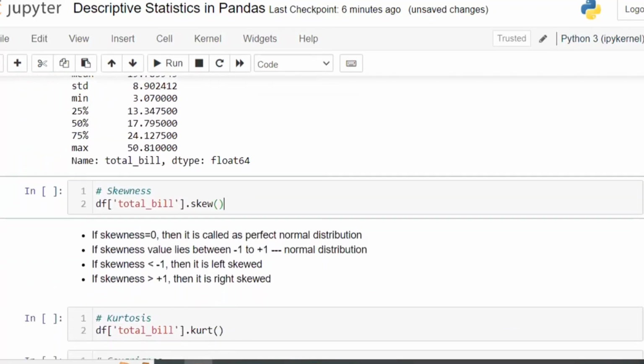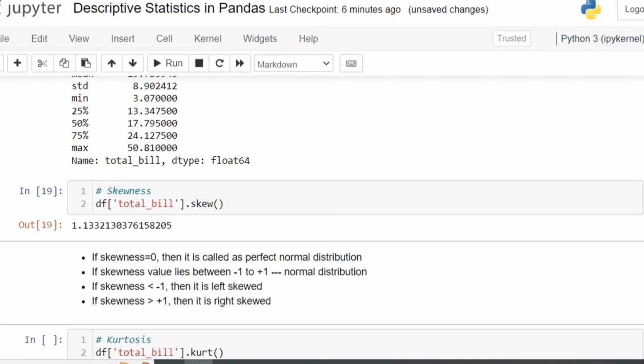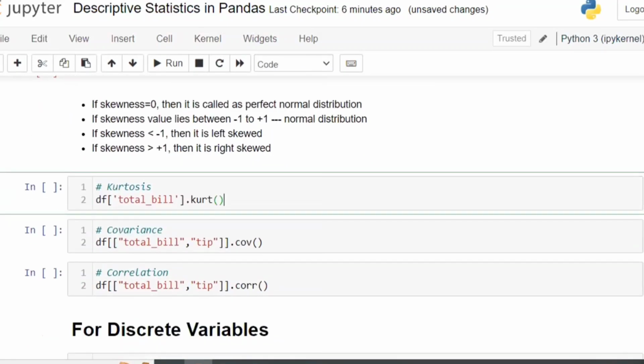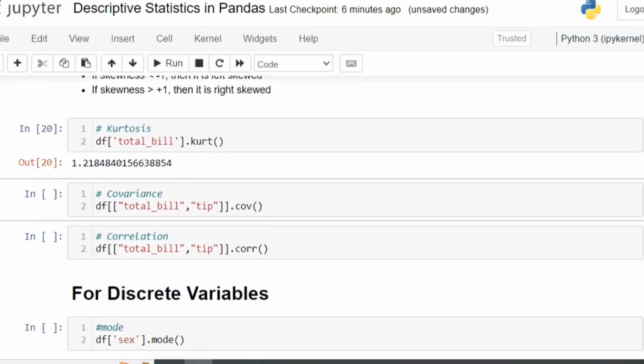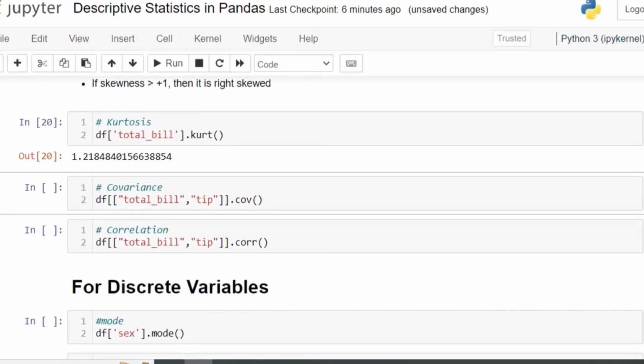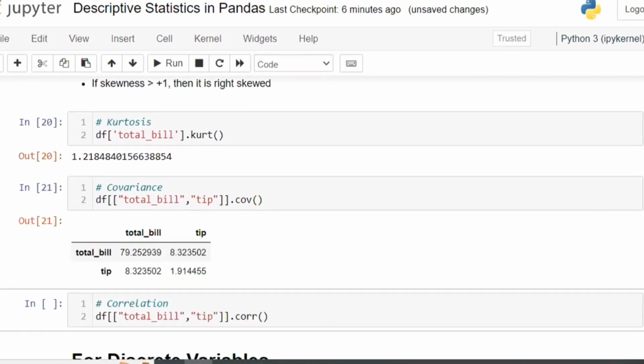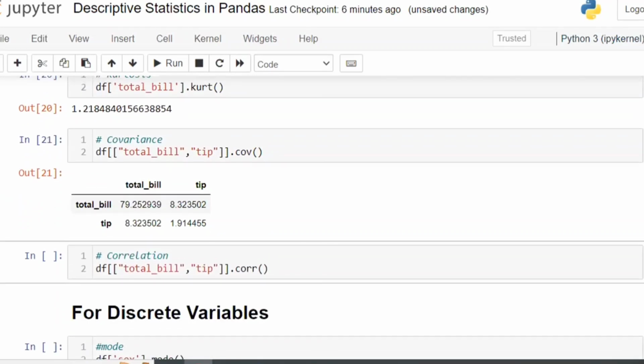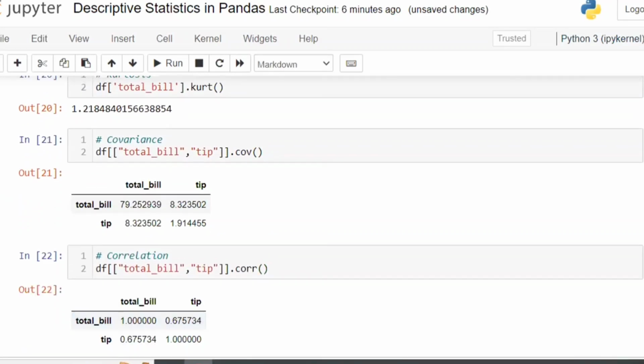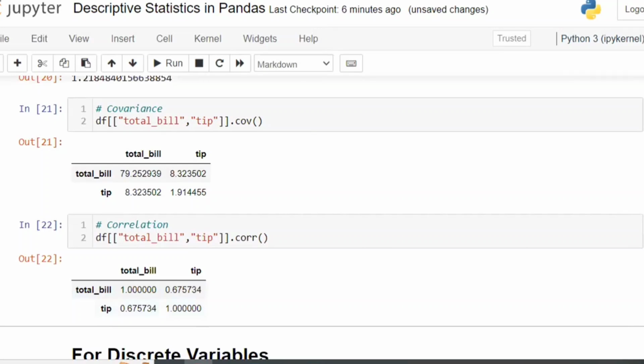Right? If you want the skewness, dot skew gives you the skewness, and here the value is positive, means it is positively skewed. If the value is negative, means it is negatively skewed. If the value is 0, means perfectly normal distribution, symmetrical distribution. Right? Next, if you want the kurtosis, you can get the kurtosis. Similarly, covariance, you can select two columns, dot covariance. And correlation, you select the two columns and apply the correlation, and you will get the correlation between two variables.